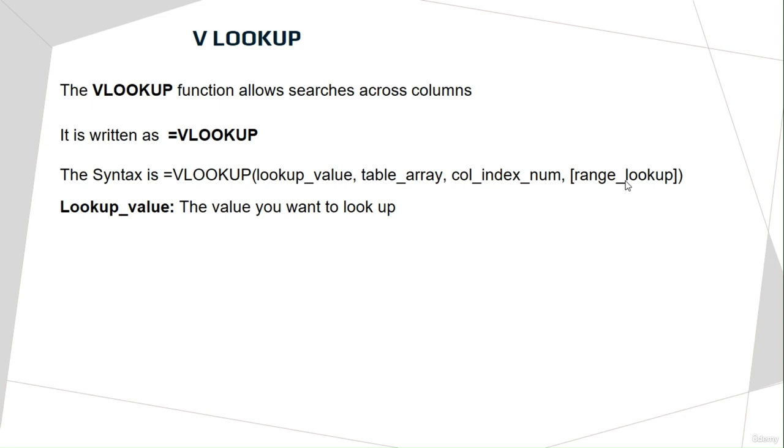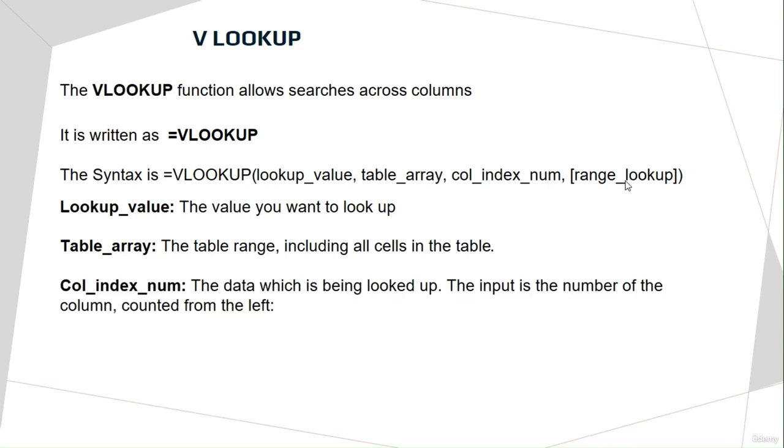The lookup value is the value you want to look up. The table array includes all cells in the table, meaning the table range. So the table array means the range of the table where you want to carry out the search. Now it includes all the cells in the table.